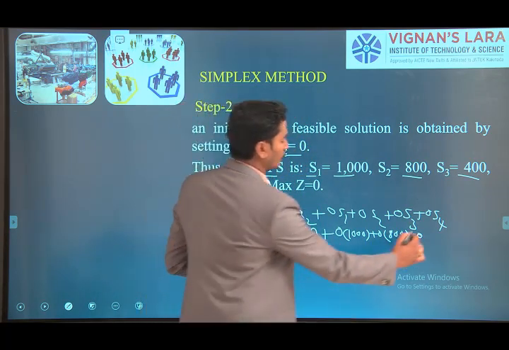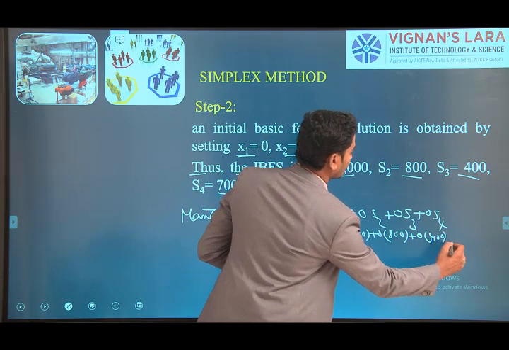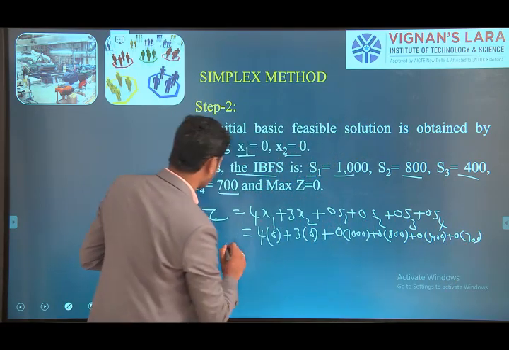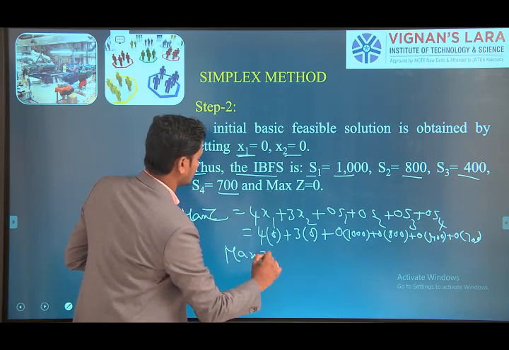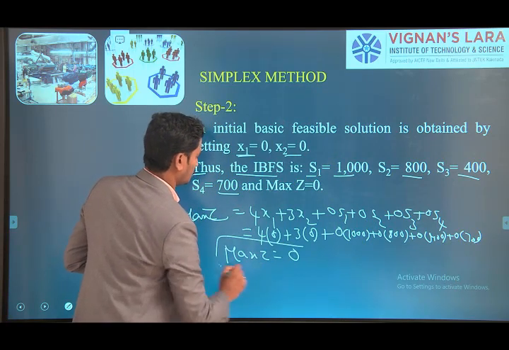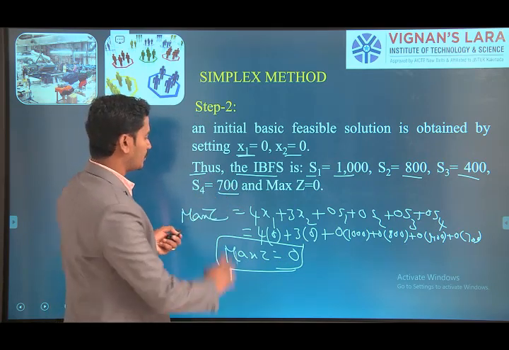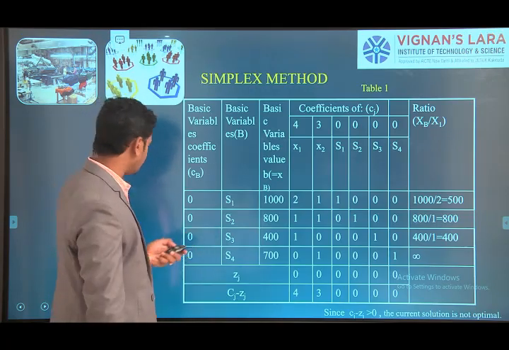S3 is equal to 400, S4 is equal to 700. From this we get the z value. Maximize z is equal to 0. Like this we are going to find the optimal solution. Step 2 is over. Now we are going to step 3.